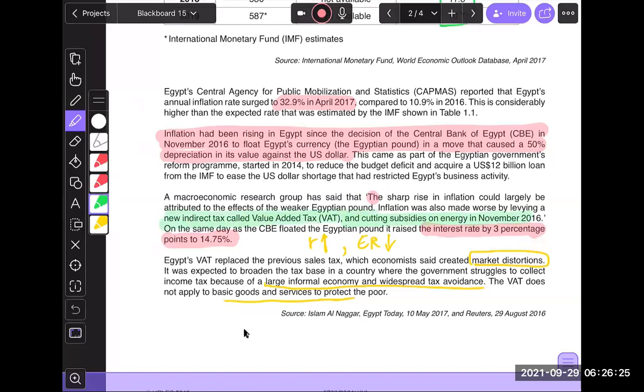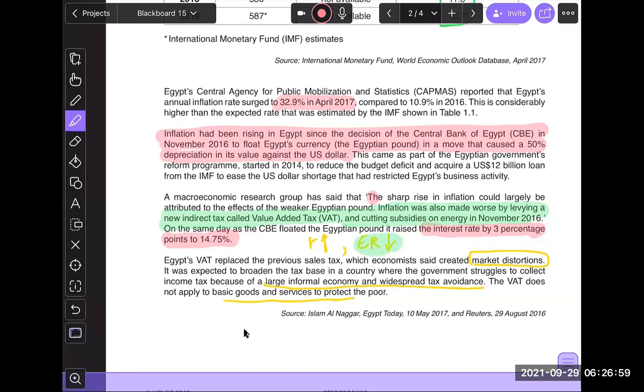All of these are what we call government fiscal and monetary policy, right? So the government is basically trying to reduce their spending. They are putting indirect taxes, right? They are also cutting subsidies and increasing interest rates. At the same time, they are making the exchange rate go down. So these are the policies that the government is doing, right?